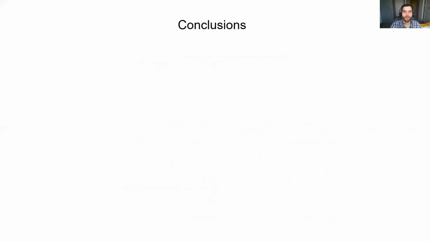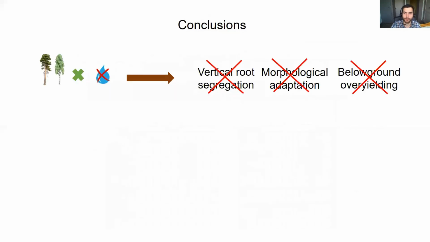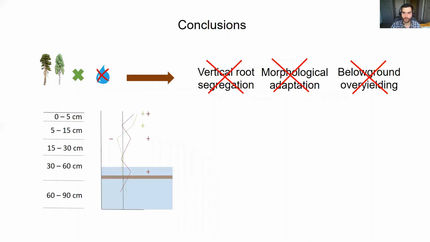To conclude, our study revealed that 10 years after planting and after 3 years of summer irrigation, mixing silver birch and Scots pine did not affect vertical root distribution. It did not result in significant belowground overyielding considering the sum of the soil profile under ambient water supply. This is probably due to the relatively high groundwater table and the presence of a hardpan at 50 centimeters deep, which did not allow roots to explore deeper.